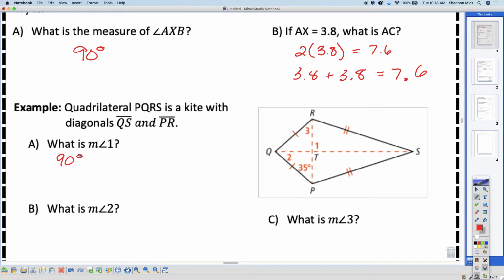Okay. Angle 2. Well, this is a right triangle, yes? So this is 90, and this is 35, so how am I going to find angle 2? Wouldn't you add 35 and 90 degrees? Add 35 and 90 and then subtract from 180. Okay, so 180 minus 125 is 55.